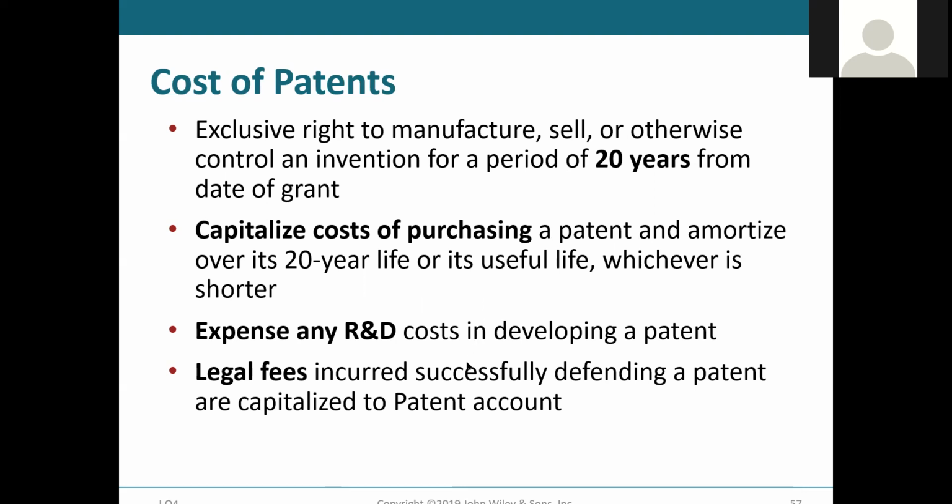Legal fees incurred to defend a patent are capitalized to the patent account. And we've probably heard that cliche, there's a patent war going on.